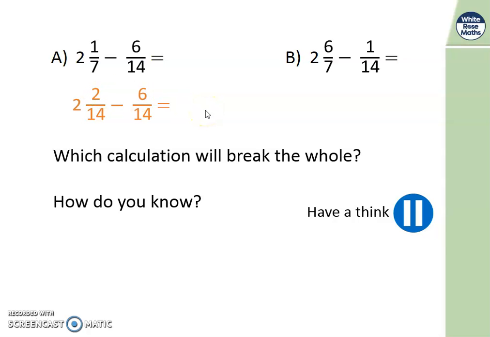So I'd have to break the whole. In this one, 2 and 12/14 take away 1/14. I wouldn't have to, because I can do 12 take away that 1. So that one wouldn't break the whole.